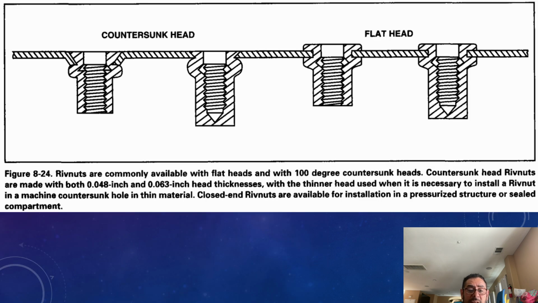Rib nuts are commonly available with flat heads and 100-degree countersunk heads. Countersunk rib nuts are made with both 0.048 inch and 0.063 inch head thickness, with the thinner head used when it's necessary to install rib nuts in a machine countersunk hole in a thin material.